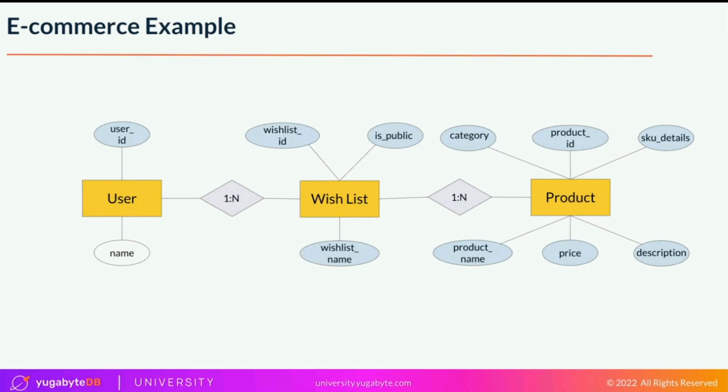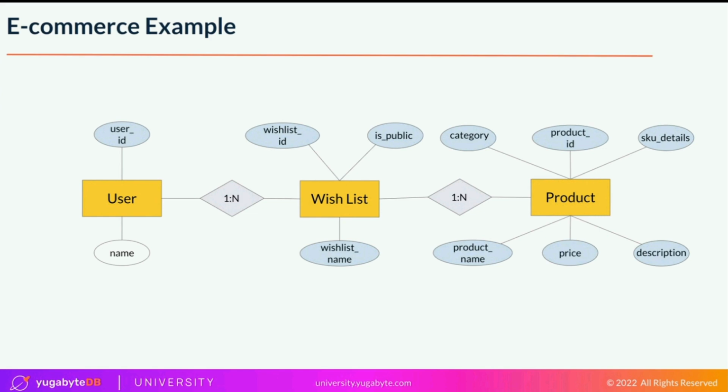And of course, the wish list can have many products in it. And of course, we have all the attributes around each of the entities. The user will have its name and its ID. The wish list will, of course, have the wish list ID, whether the wish list is public or not, and the wish list name. Then, of course, you can have all the information on the product. So obviously, as you can see, this example is really simplified in a real world enterprise case.